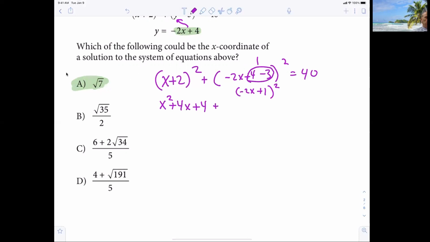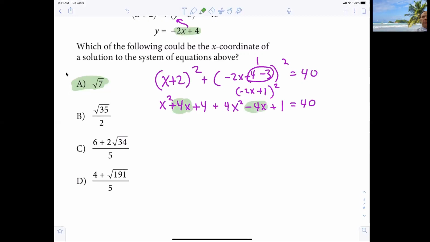So that again should be plus 4x squared minus 4x plus 1 equals 40. Everybody agree with that? Anybody? Okay, what's nice about this problem?